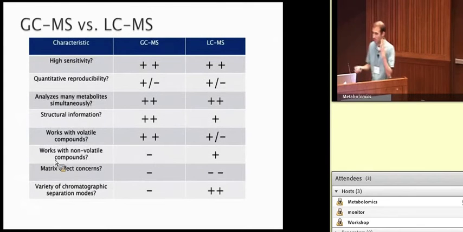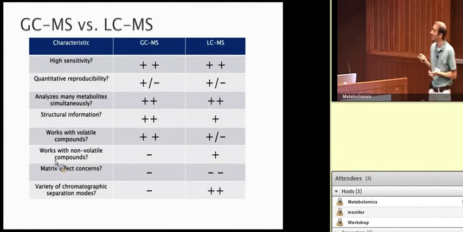Okay, so GCMS versus LCMS, another one of these comparison slides. High sensitivity, GCMS and LCMS can both be very good. Quantitative reproducibility, they both are good if you manage it well, but they both can have their problems if you're not careful. Both can analyze many metabolites simultaneously.